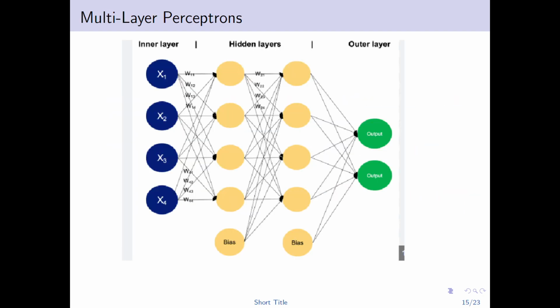So this is a diagrammatic representation of multi-layer perceptrons. Here, this is not inner layer, this is input layer. In the multi-layer perceptron, same as in the case of single layer perceptron, we have input layers as well as output layers. But in between the input layers and output layers, we have many hidden layers also.